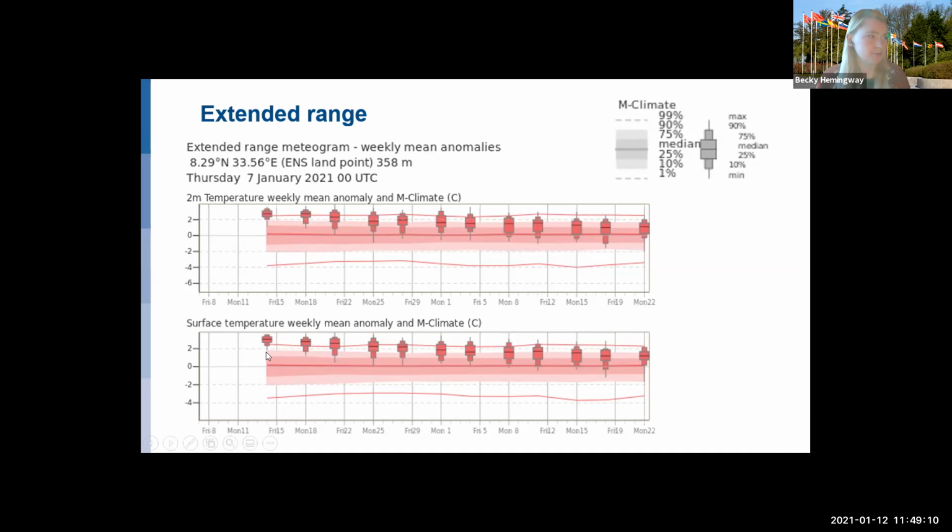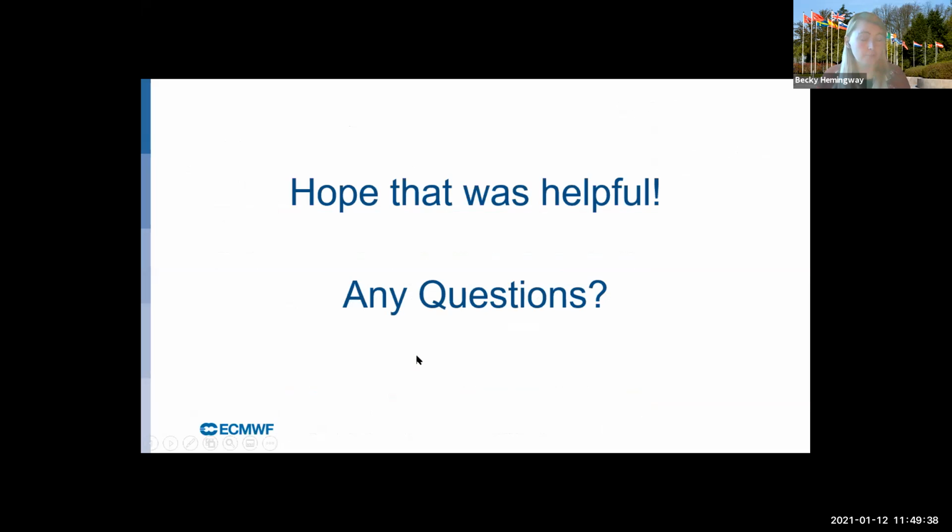And if you look at the bottom plot, the surface temperature plot, we can see here that on Thursday, the box plot is suggesting that all the members are saying we're going to be above 90% of the model climate, what we would expect for this area. So it is going to be over 2 degrees warmer than we would expect for this time of year and going forward. Right, so that's everything on box plots.